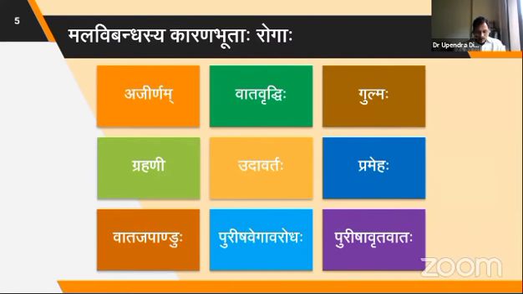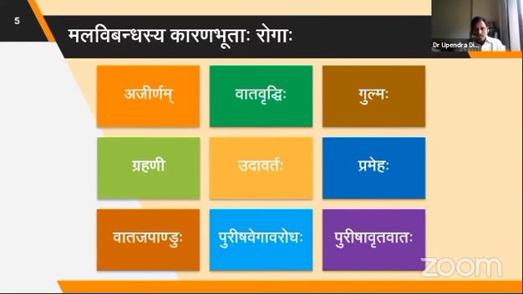This is very important because in many patients, ajirana or indigestion is the most important cause, and that's why the stools are not formed properly, and that's why they are not evacuated properly. That's why this description is very important.